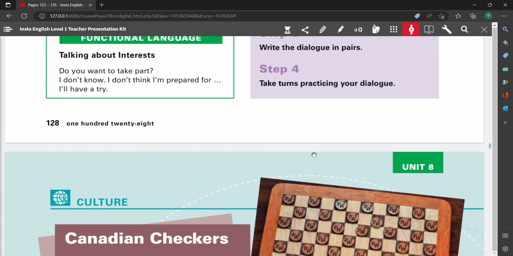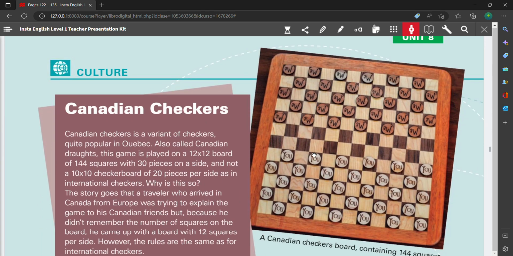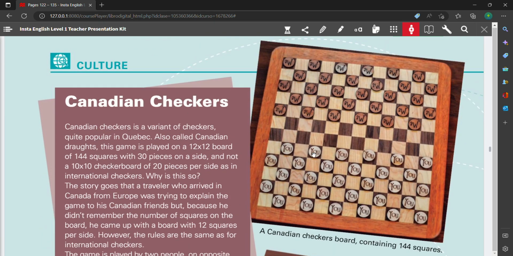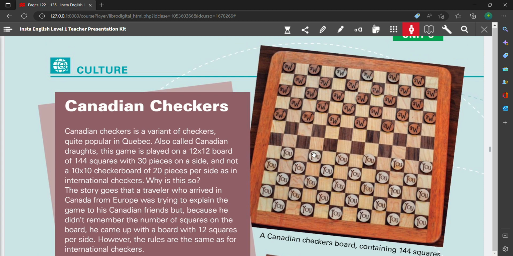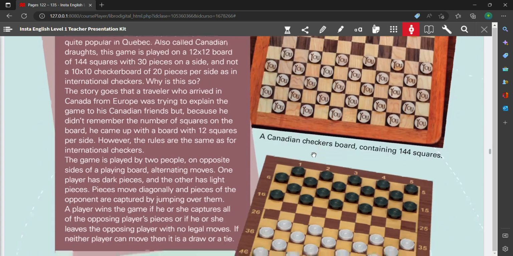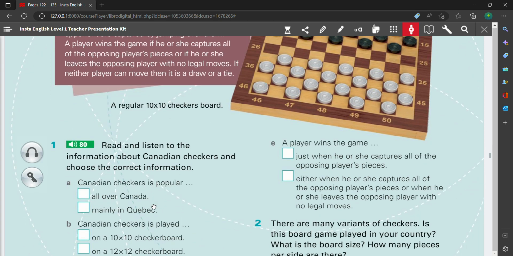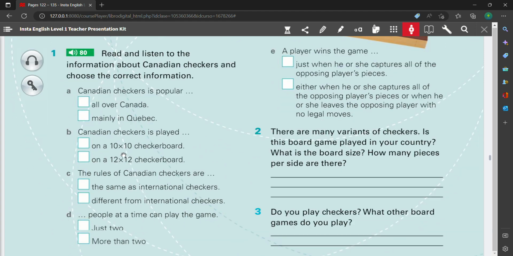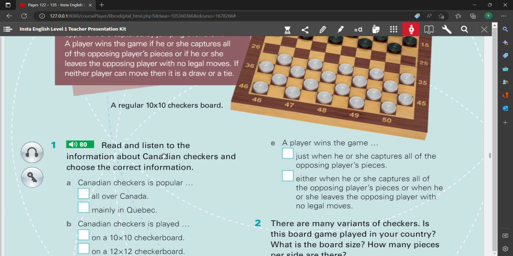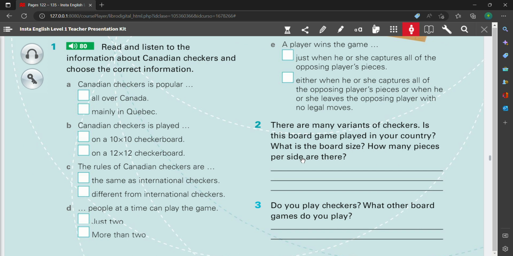Okay, let's continue on page 129. And the activity is about culture, and it says Canadian checkers. Okay, it's a reading activity. We can listen and read the information about Canadian checkers and choose the correct information. A, B, C, D, E. Okay.